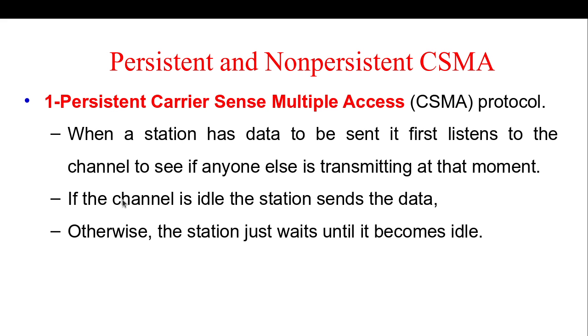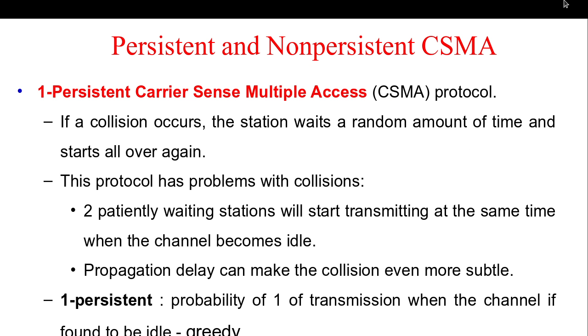So this is very important. If the channel is idle, it will send the data, and if it is busy, that means some other station is using it. That is known because this is CSMA, carrier sense multiple access. That's why if the channel is busy, the station willing to send the data will wait until the channel becomes idle. Now, if a collision occurs, and this may still occur as we'll see, the station just waits a random amount of time and starts all over again.